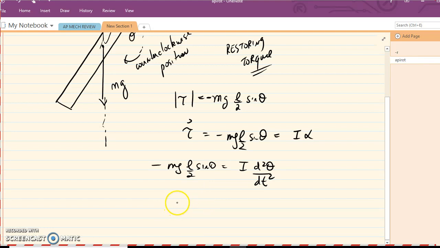Let's group all the terms on each side. We're going to divide the I over and group all the terms together. And ultimately what we get in the end is the second derivative of theta plus mgL over 2 sine of theta, and all that is over I. So we divide the I's through.